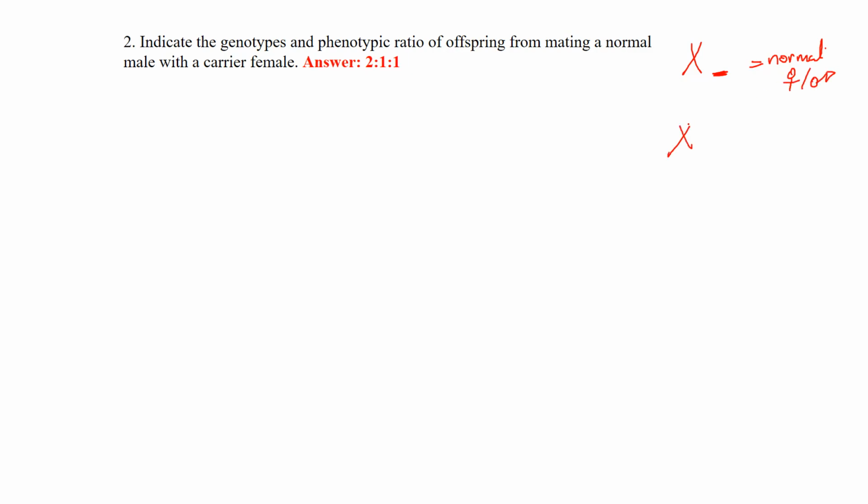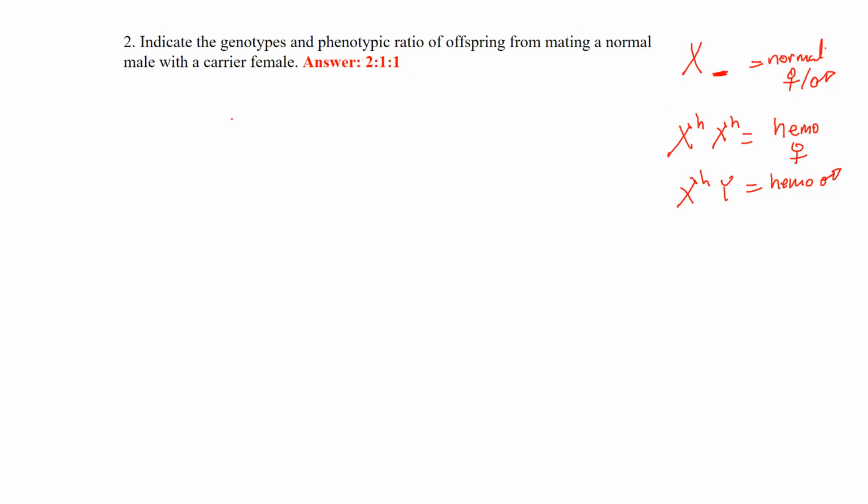Okay, and if I have X with a little h, X with a little h, that's going to be a hemo, and I'll just abbreviate that, female. And of course, if I have an X with a little h and a Y, that's going to be a hemo male. Okay, and carriers, again, do not exhibit the actual hemophiliac symptoms, because the normal X will mask the expression of the one that's potentially carrying the hemophiliac allele on it.